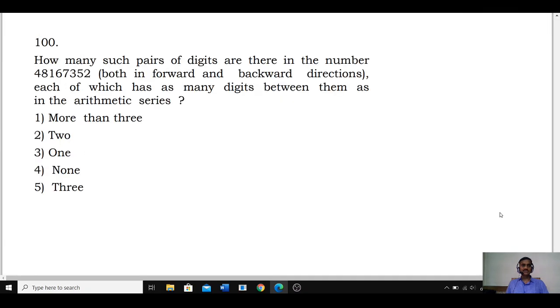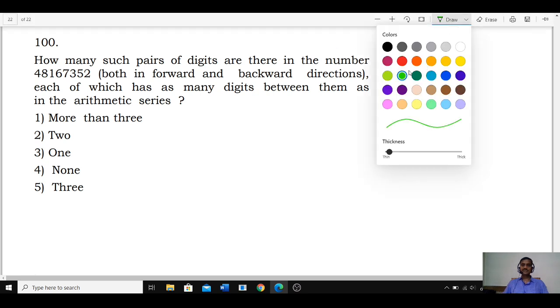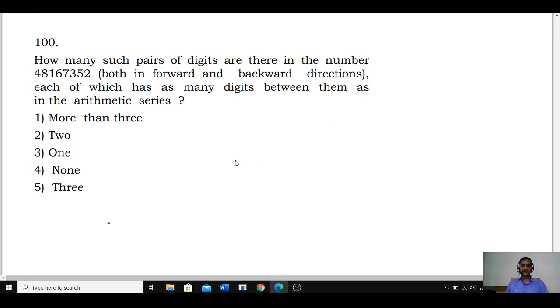And finally, question number 100. In this one, how many such pairs of digits are there in the number? What is the number we have? The number is 48167352. Both forward as well as backward, each pair has as many digits between them as in the arithmetic series, starting with 4, 5, 6, 7, 8, 9. There is no digit which is matching.